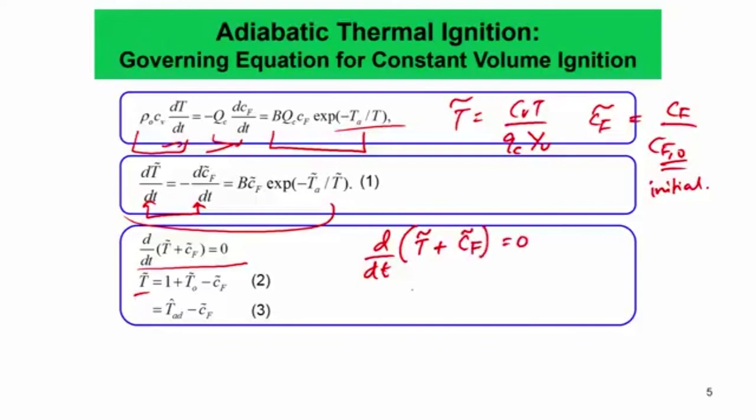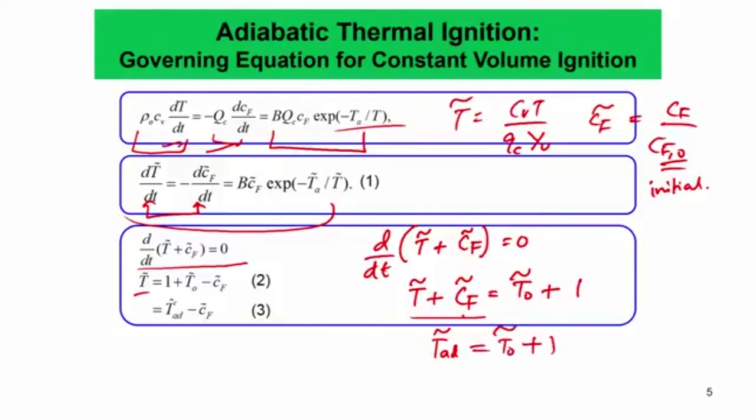Equal to 0, then T tilde plus CF tilde is equal to T0 tilde plus 1. Why 1? Because at time t equal to 0, your CF tilde is equal to CF0 by CF0, which is equal to 1. Whereas this can be anything, the final temperature cannot exceed the adiabatic flame temperature. So at time t equal to infinity, we have T ad, and this becomes equal to T0 tilde plus 1.